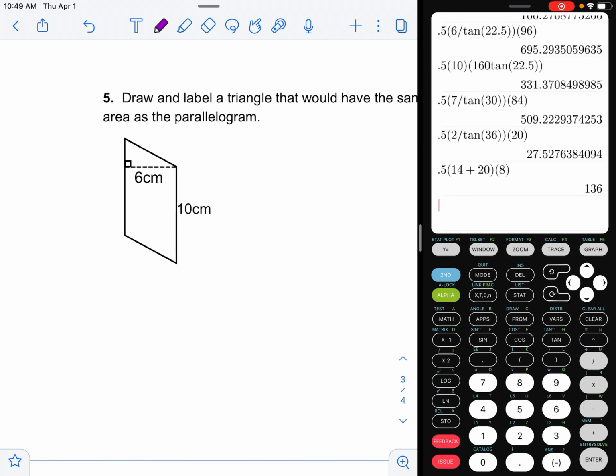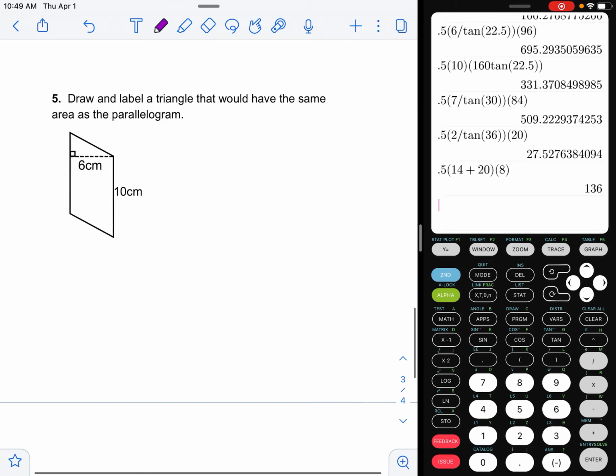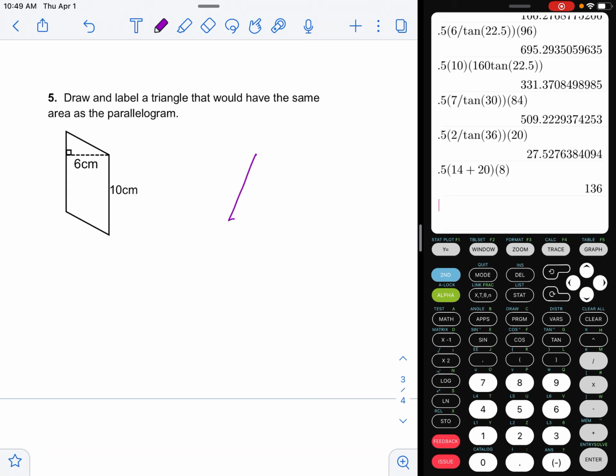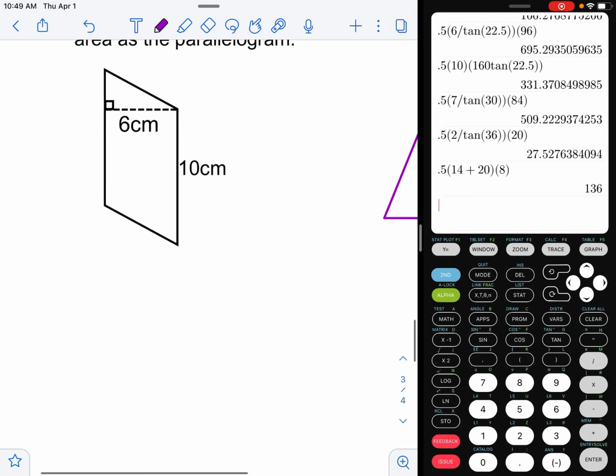All right, last one. It says draw and label a triangle that would have the same area as the parallelogram. Okay, so I'm going to start already. I'm going to draw a triangle. All right, so there's my triangle, but I need to label it, obviously. So let's find the area of this parallelogram. Area is equal to base times height.